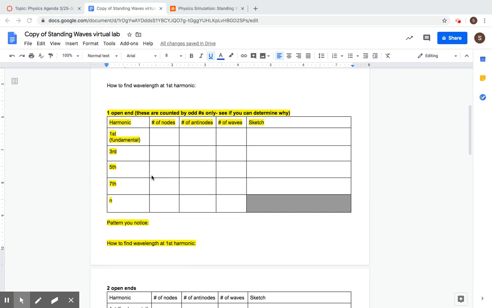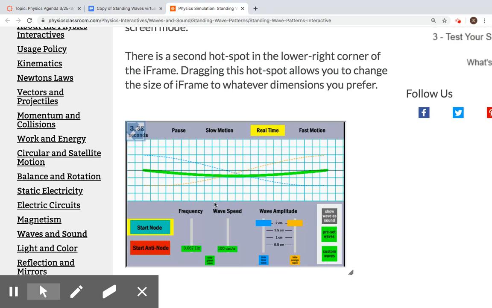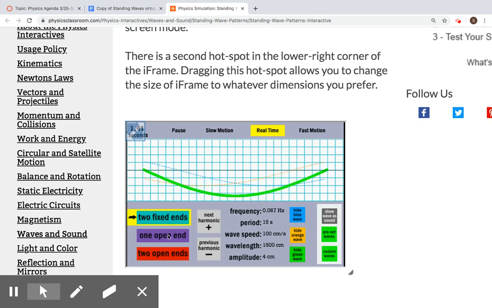So let's click on the website to get to the simulation, and it takes you to the two fixed ends, which you guys should be able to do on your own. I'm going to go to preset waves and choose one open end. And I'm going to hide the blue and the orange wave just to keep things more simplified.